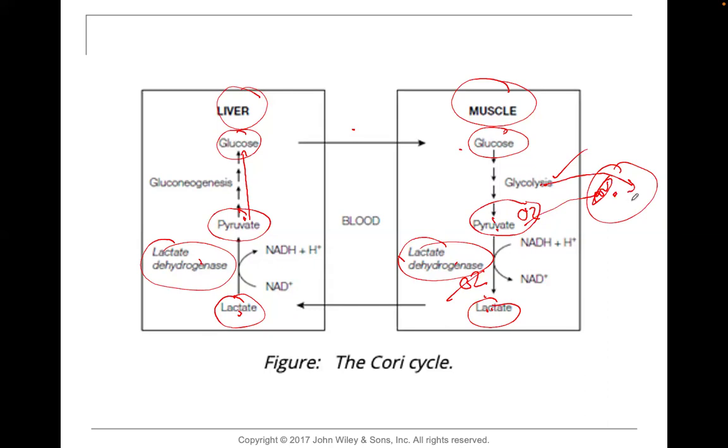With oxygen, pyruvate can enter into the mitochondria to produce energy. If oxygen is not available because you're huffing and puffing, you have no energy, it goes to lactate. Lactate, right? This is where the rest comes from with your exercise. The lactate finds its way to the liver to be converted back to pyruvate and glucose. This is called the Cori cycle.